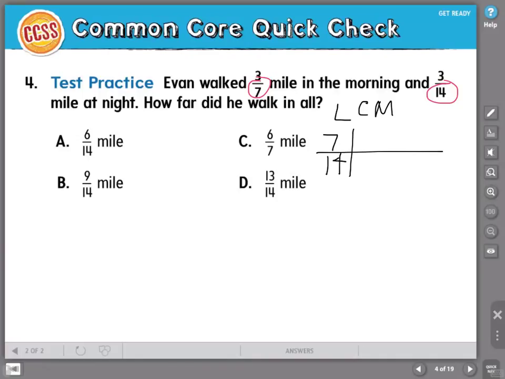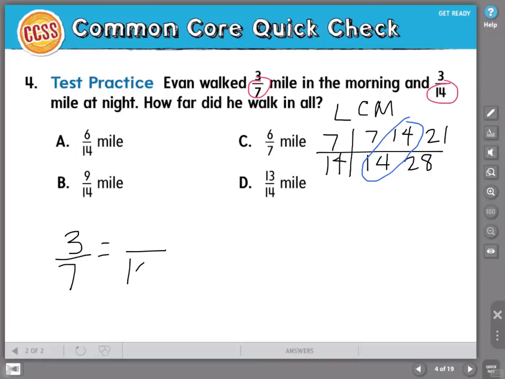Multiples of 7 are 7, 14, 21. Multiples of 14 are 14, 28. Well, I can see already that my least common multiple is going to be 14. My goal now is to turn both fractions into equivalent fractions that have 14 as a denominator.